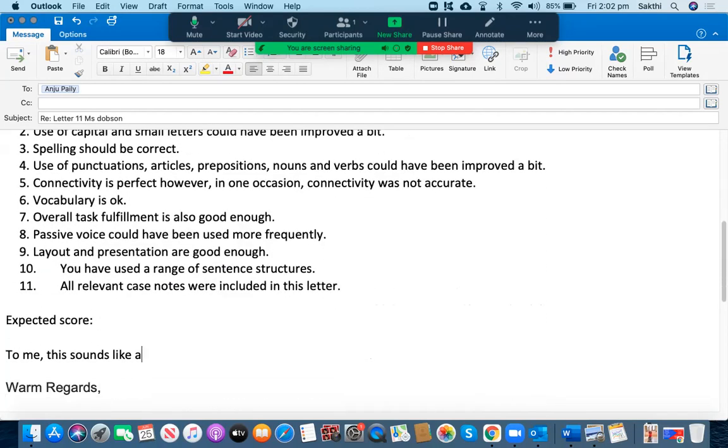However, you were able to address the remaining things, and I'm quite happy to give you at least 300 for this letter. So this one sounds like a 300 out of 500 grade letter. Good job. You have done a wonderful job. I wish you good luck with your practice.